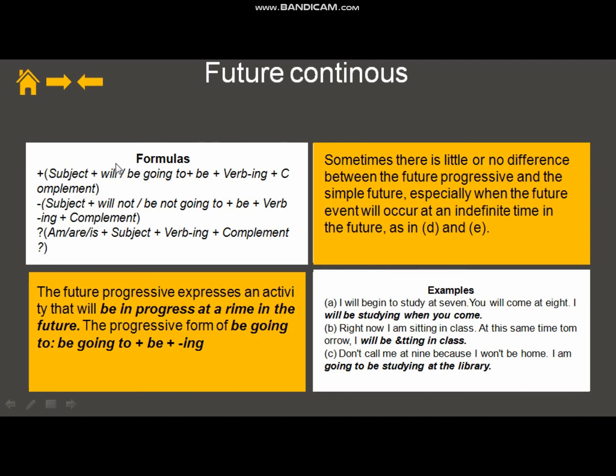Next are the formulas. These are the formulas for the future continuous. This is for the positive sentence, this is for negative, and this is the question: subject, will or be going to, plus be, plus verb-ing, plus complement. These are the examples of the future continuous. The first is: I will begin to study at 7. You will come at 8. I will be studying when you come.